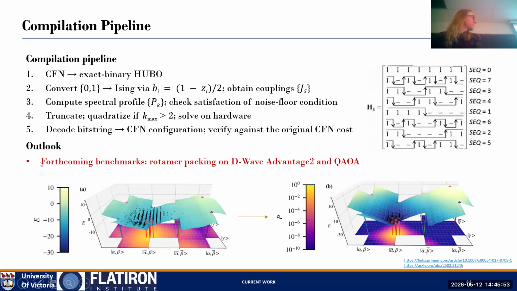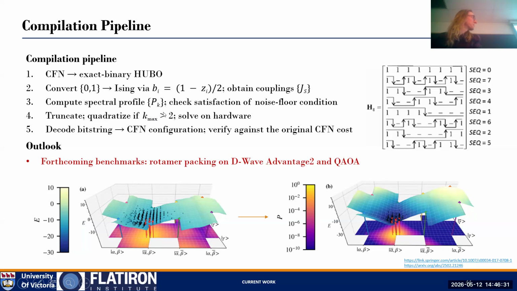Again, I haven't carried out benchmarking on this, but I'm looking to do it using the same benchmarking set as the approximate binary encoding, and run on the D-Wave, and maybe for some smaller problem instances, QAOA or quantum imaginary time evolution. The compilation pipeline in full looks like this. We have a cost function network, encode it as an exact binary HUBO, convert to the Ising basis, and then compute the spectral profile, check satisfaction of the noise floor condition, and truncate at some k max where that condition is satisfied.